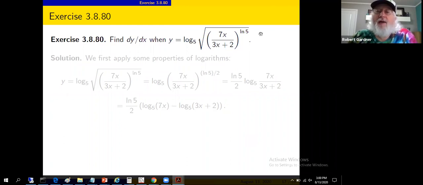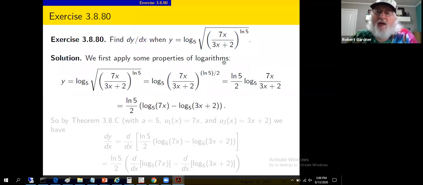Another one, kind of driving home an idea again of how logarithms can be convenient things. Find dy dx when y equals log base 5 of the square root of this stuff here. Now, we've got a square root inside of a log function. We've got properties of logarithms.